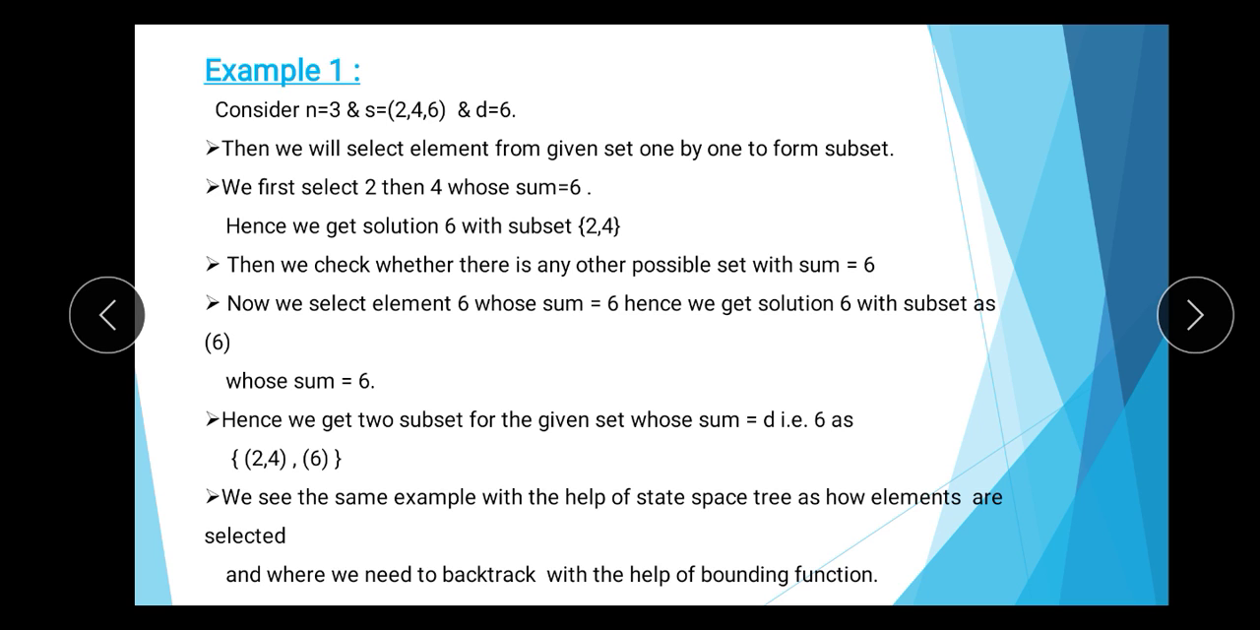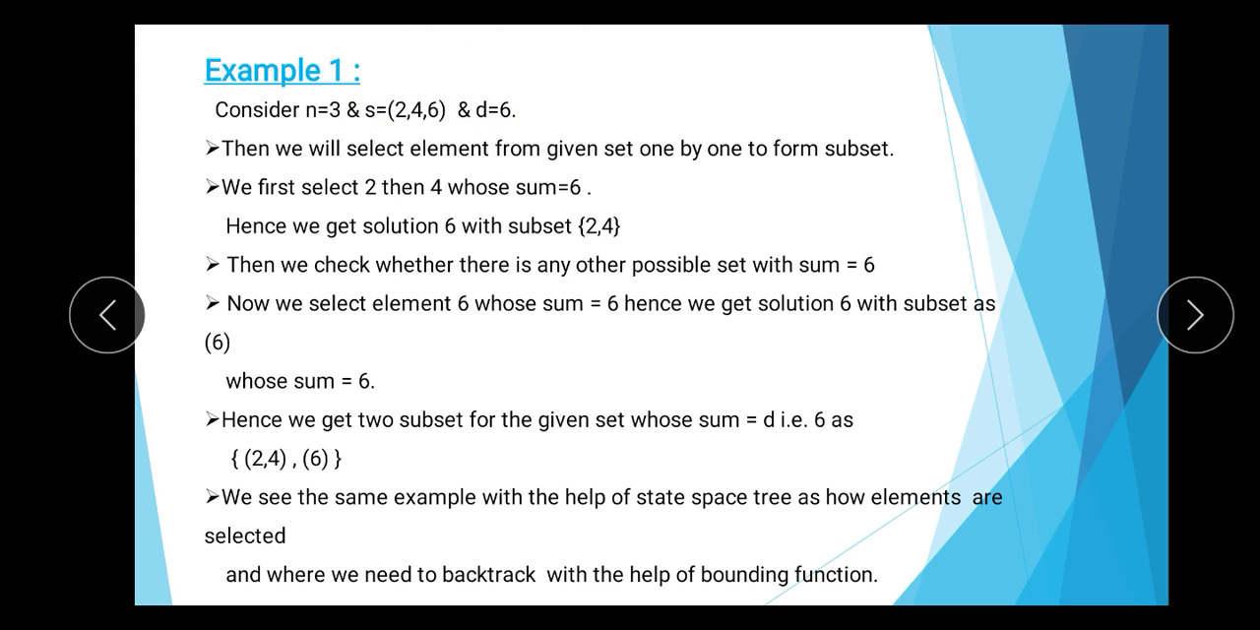Again we take another example, and for that we draw the state space tree. Here I show how to draw the state space tree for this example. Consider again we have the number of elements equal to 3. That is, a set given with 3 elements 2 4 6, whereas the predefined value d is equal to 6. That means we have to form the subset from the given input set whose sum is equal to 6.